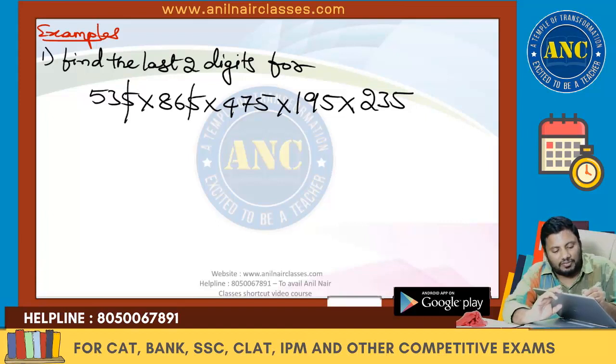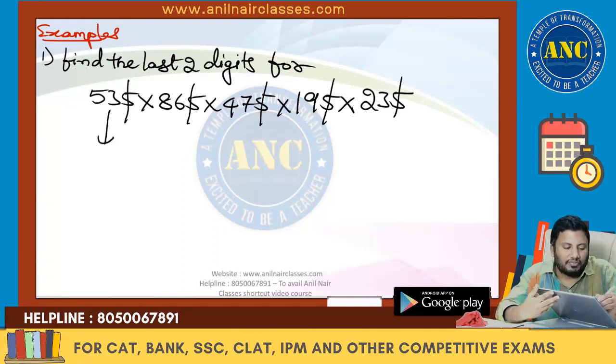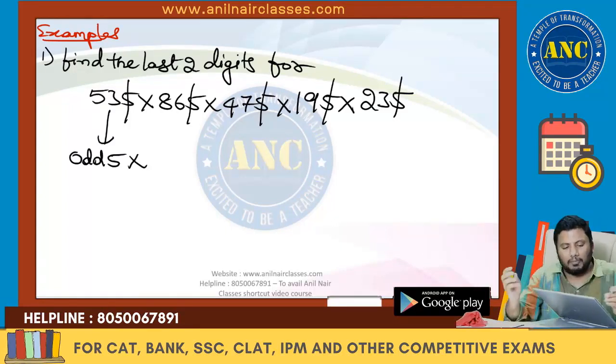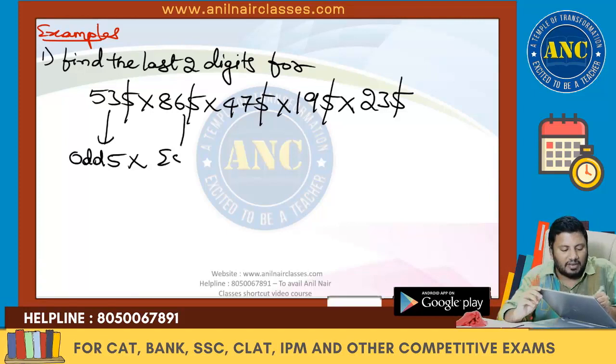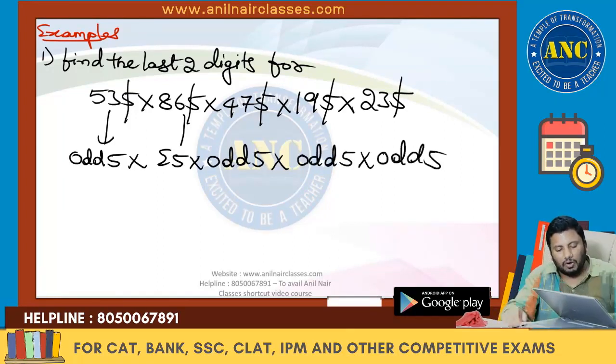Forget about these 5s. Just determine the tens place nature. 53 is an odd number, as 3 is an odd number. A number is said to be an odd number if the unit digit is an odd number. 86 is an even number. 47 is an odd number. 19 is an odd number. 23, 3 is an odd number. I hope it is clear.